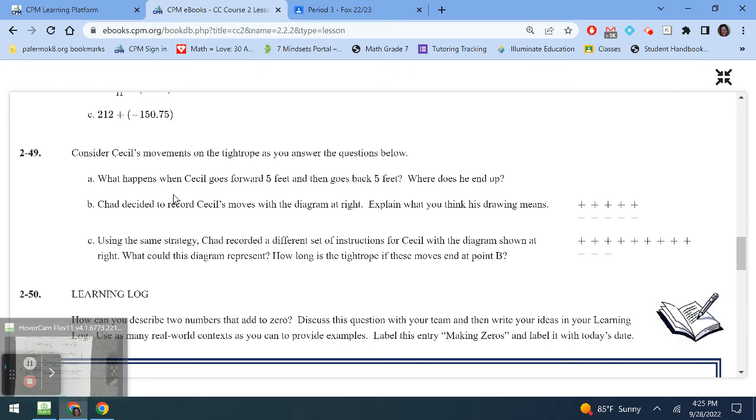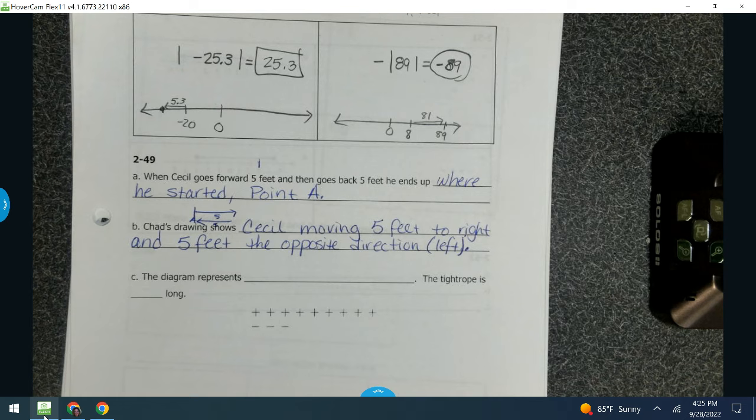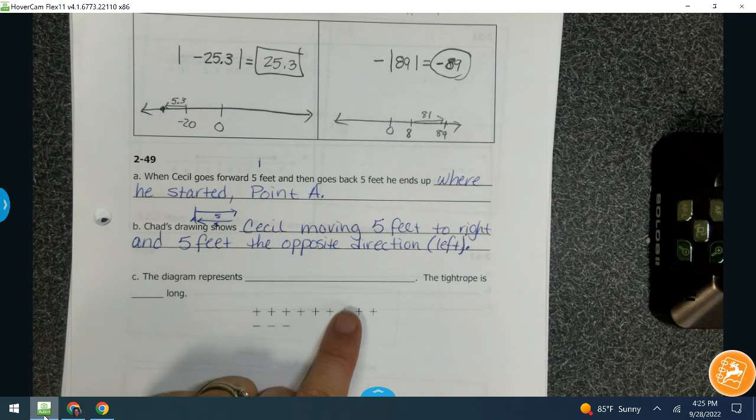So I'm going to rephrase this. Instead of what could this diagram represent, what it's really asking you to do is write an expression that matches the movements that are there. So what I want you to do is write right now, what is this expression?